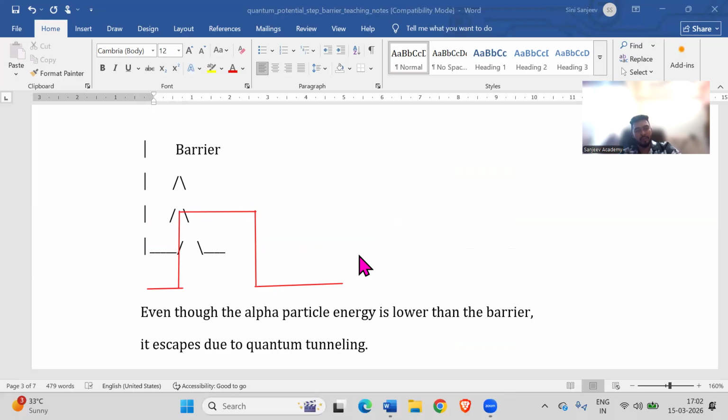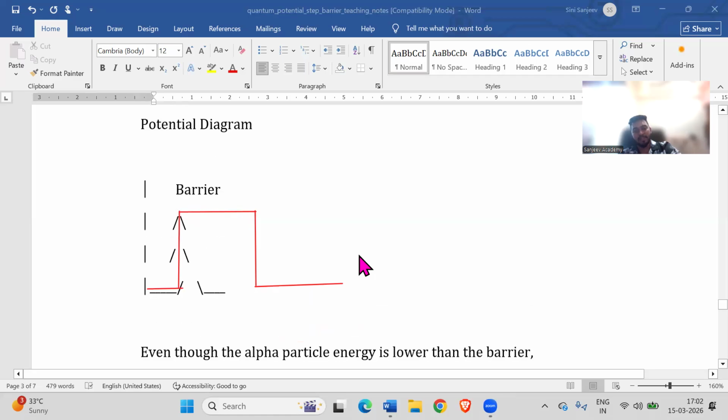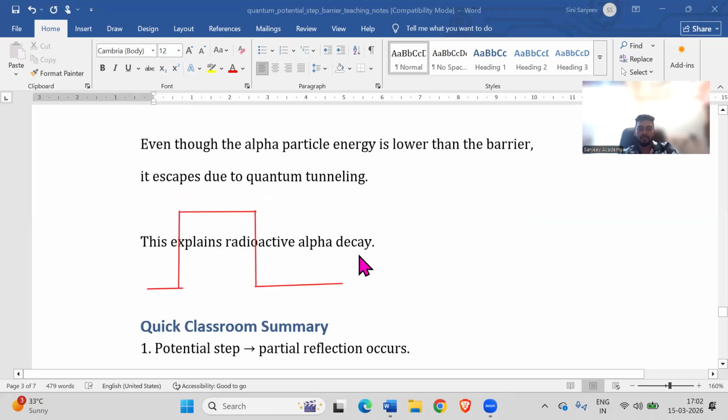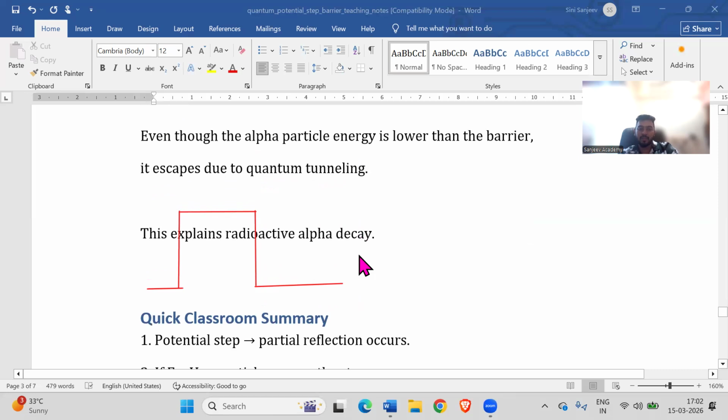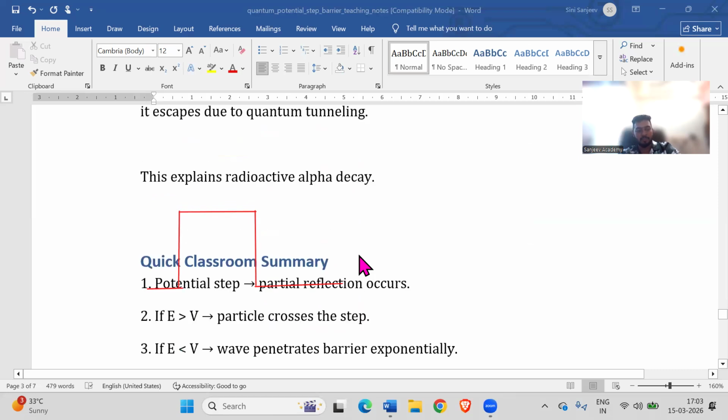We should also know that the alpha particle energy is less than the barrier energy, but it still escapes the well. Alpha particle energy is less than the barrier potential energy, but it still escapes the well due to quantum tunneling. That's all. So this explains radioactive alpha decay. This is basically the escaping.